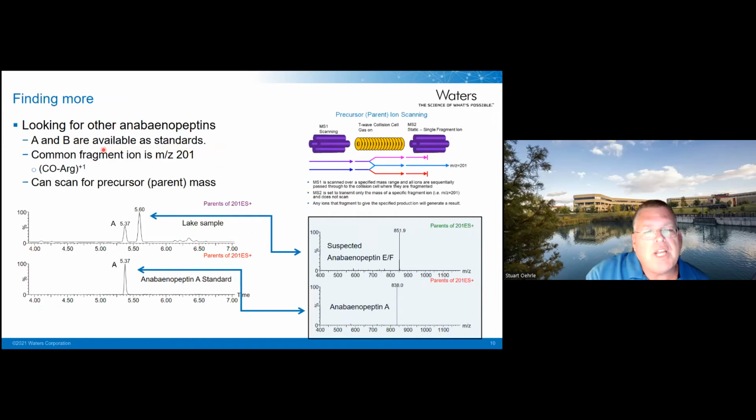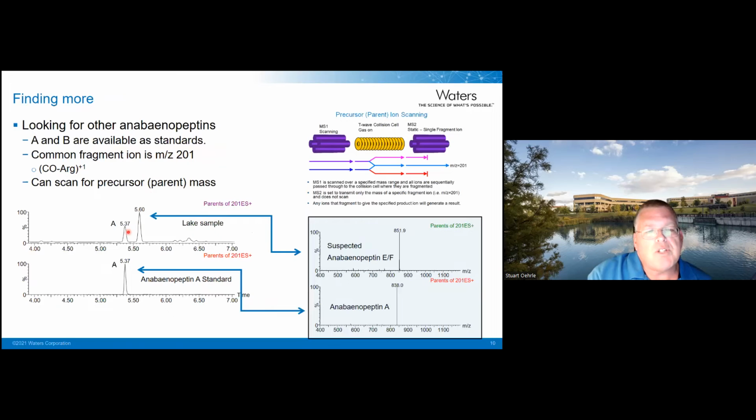Finding more, we went to look at anabaenopeptins. There are only a few anabaenopeptins out there, anabaenopeptin A and anabaenopeptin B, if I can say that. But they give a common fragment ion at mass 201, which happens to be the co-arginine peak fragment for it. So what you can do is go in and say, I want to look for fragment ions of this and tell me what the parents are, what the original ion was that produced that.